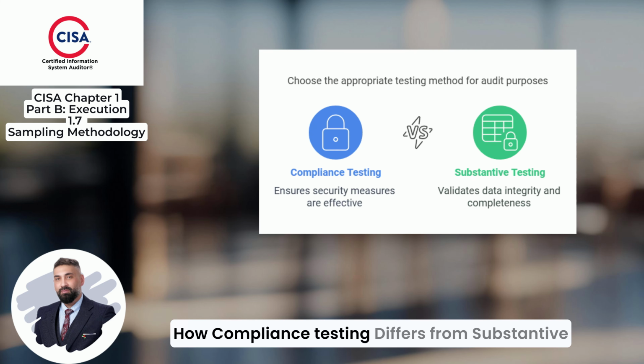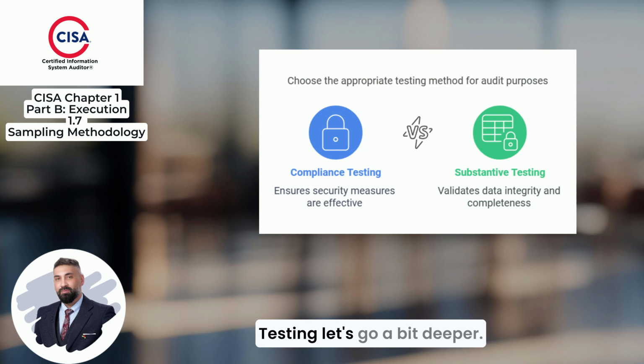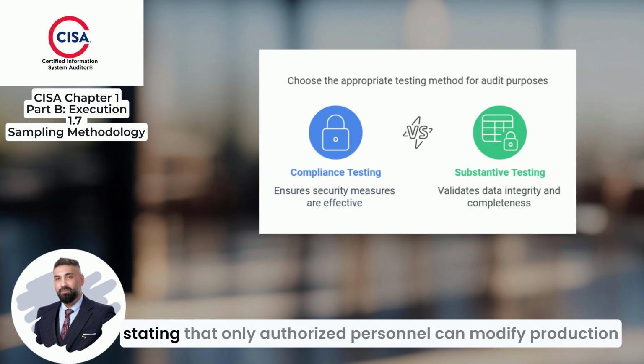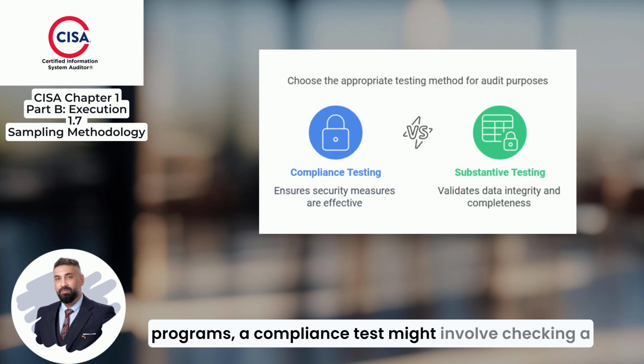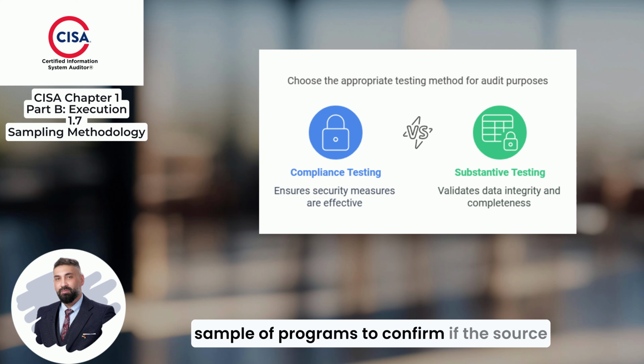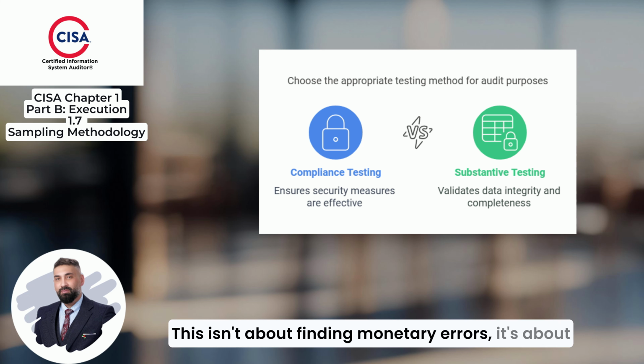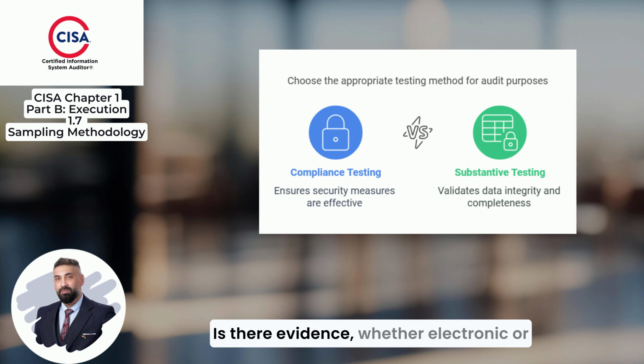How compliance testing differs from substantive testing. Let's go a bit deeper. Compliance testing focuses on answering the question, are the gates keeping intruders out? Are the locks working as expected? For example, if an organization has a control stating that only authorized personnel can modify production programs, a compliance test might involve checking a sample of programs to confirm if the source and object files match. This isn't about finding monetary errors, it's about determining whether the safeguard is doing its job. Is there evidence, whether electronic or paper-based, that supports this?